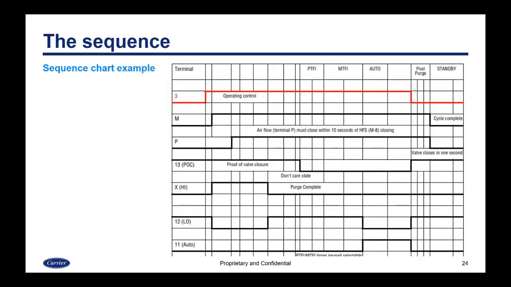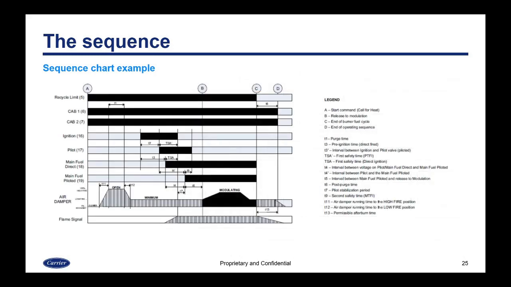It shows you the line being up means on, the line being down means off. It just shows you when these different terminals should be on and off for the whole sequence. And this is only part of the chart. The chart goes through every terminal. And here's another example for a different product showing when the outputs and inputs should be on and off.